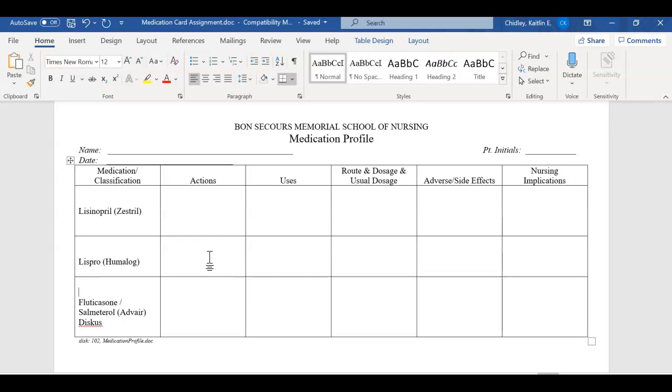Also, a little hint, we do not want you to reinvent the wheel. So if you have lisinopril this week and you have lisinopril next week, we don't necessarily need you to make a new drug card. We just need you to save the one that you have and bring that information over. What we care about is that you know about the medications, not exactly when you wrote the drug card.